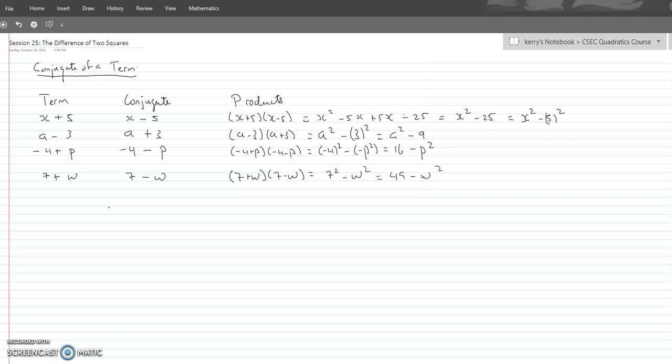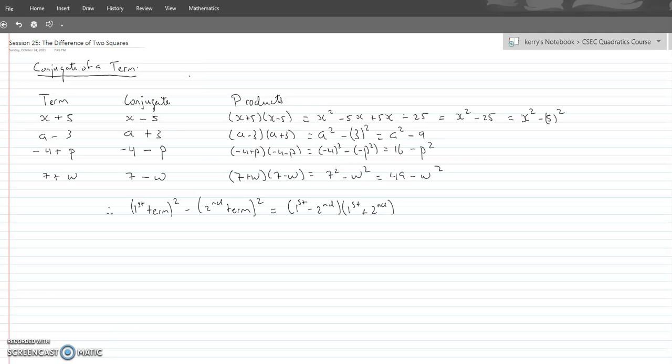So therefore, what is the difference of two squares? When you can identify that something is of the form of the first term squared minus the second term squared, you can always factorize it into this: whatever is the first term minus whatever is the second term, into whatever is the first term plus whatever is the second term.